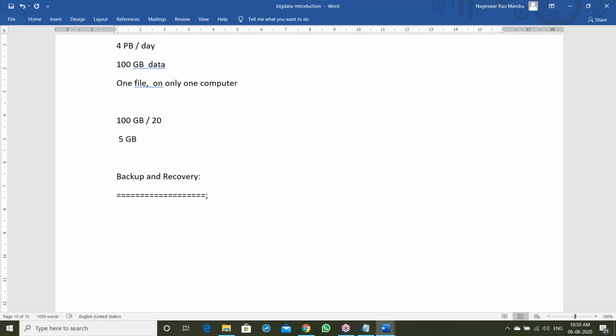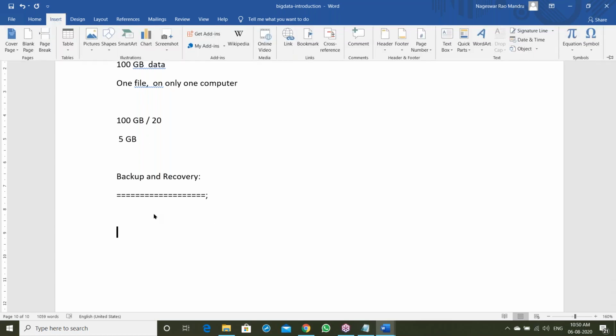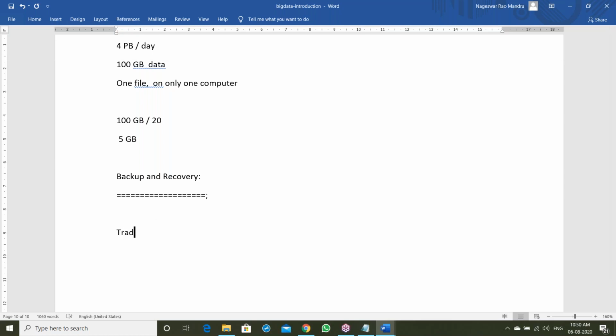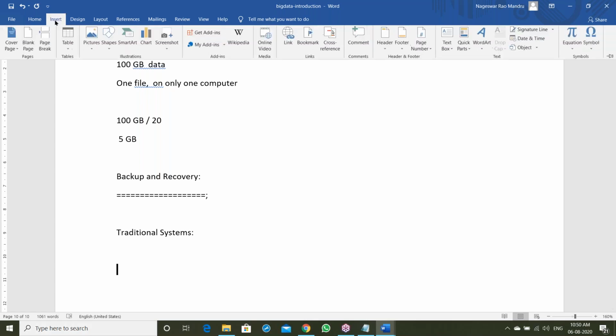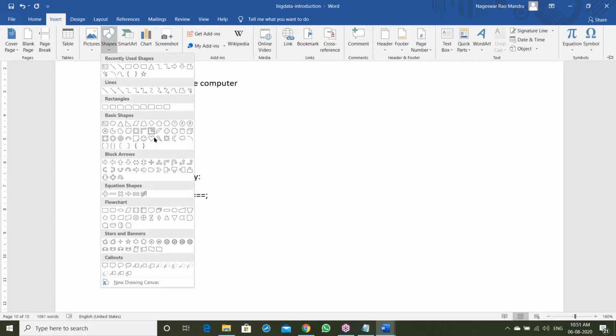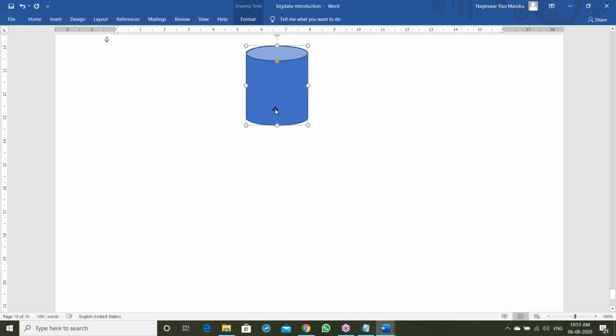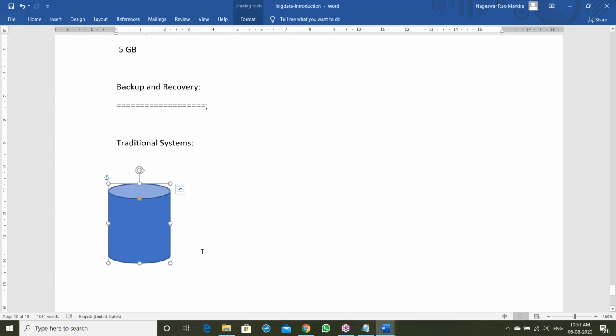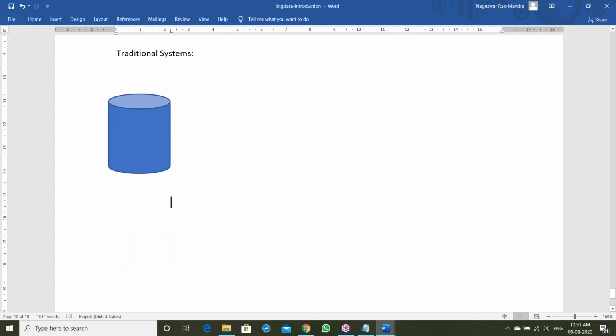First let us see traditional systems, like a database, for example an Oracle database server. This server generates data every day. Now that data has to be backed up compulsorily. Suppose the server failed, there is loss of data, right? For that purpose, we need a backup.